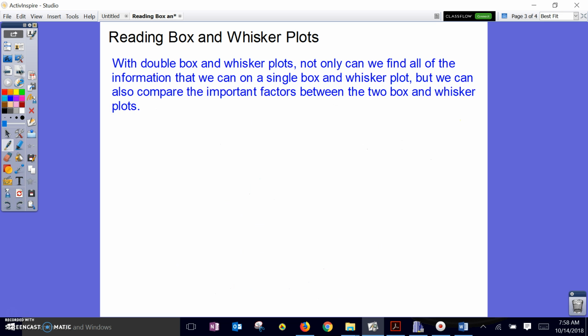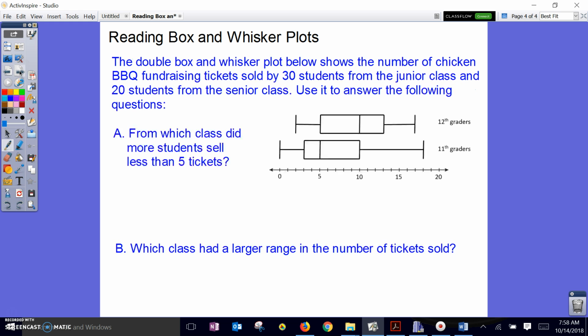When we have a double box and whisker plot, not only can we find all the information that we can on a single box and whisker plot for each of the data sets, but we can also use it to compare the important factors between the 2 box and whisker plots and do a comparison of what's going on in those 2 data sets. Let's look at a double box and whisker. The double box and whisker plot below shows the number of chicken barbecue fundraising tickets sold by 30 students from the junior class and 20 students from the senior class. Use it to answer the following questions.